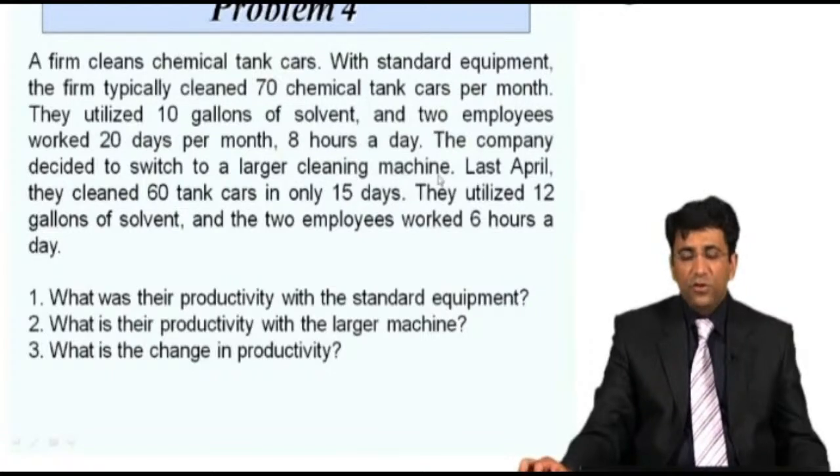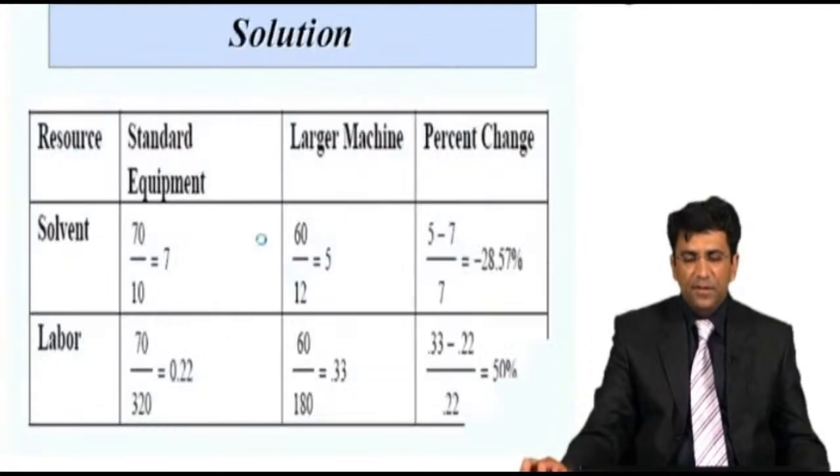Now students, before introducing this larger cleaning machine, the output was 70 chemical tank cars. That is, they were able to clean 70 chemical tank cars by utilizing 10 gallons of solvent. Now if this is our input, and we are interested to find out the productivity with respect to the solvent used, our old productivity will be 70 divided by 10 gallons of solvent.